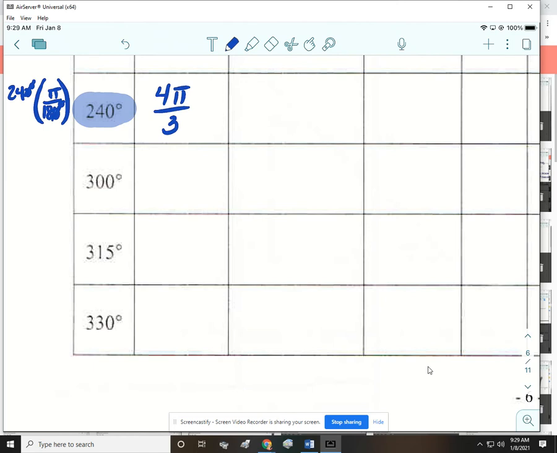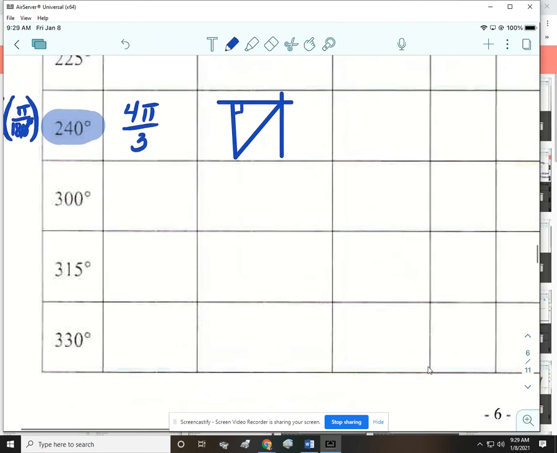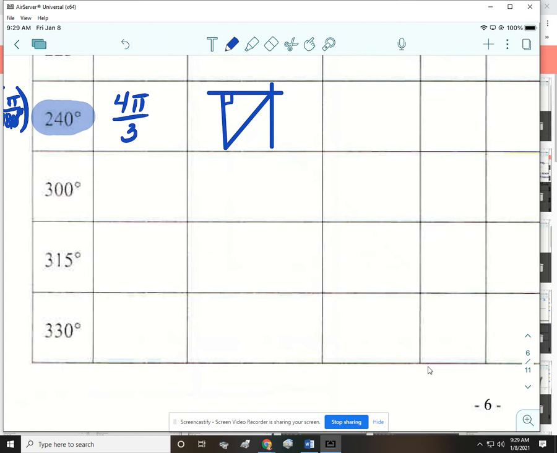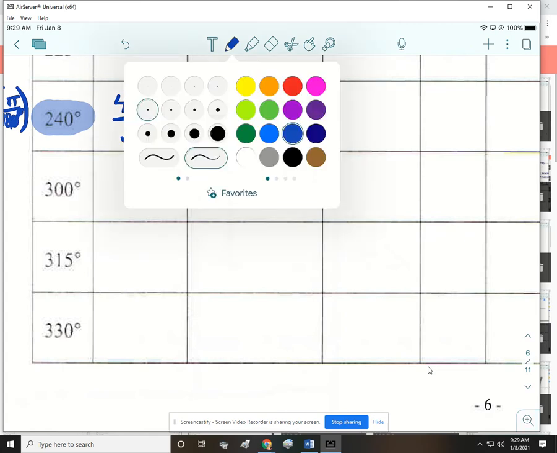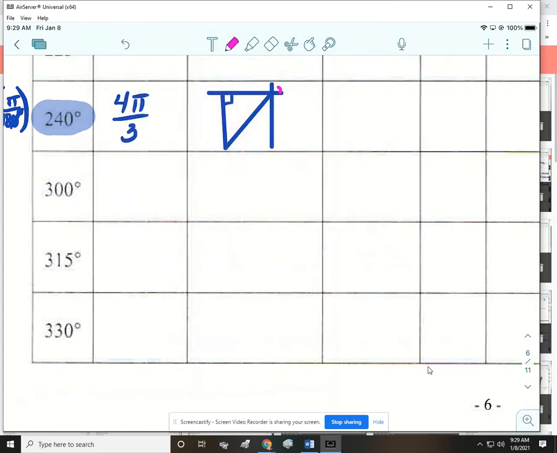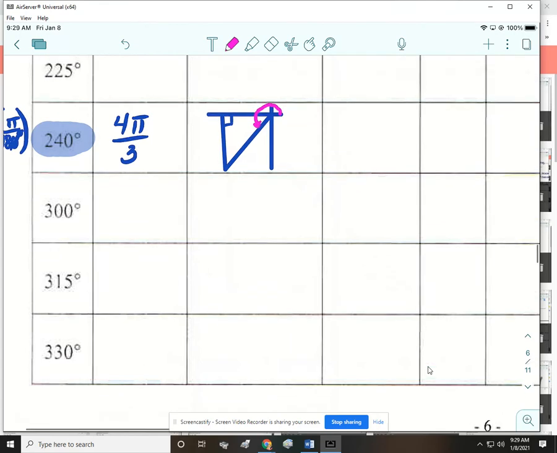All right, 240 degrees is in quadrant 3. So I will draw a triangle in quadrant 3. The angle that's 240 degrees starts, let me draw it in red, here. That angle is 240 degrees, and that's not the angle we want. We want the angle that's inside the triangle.